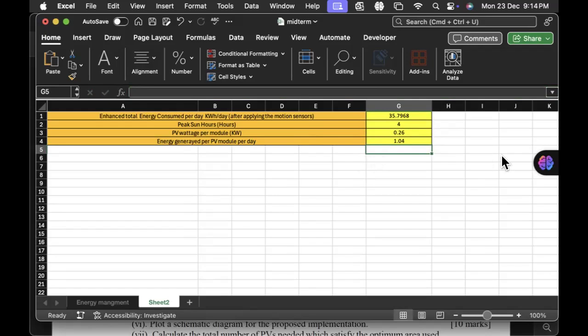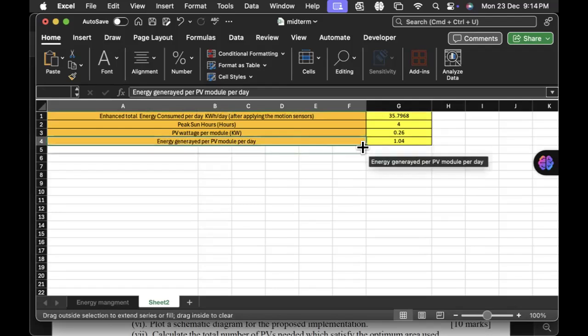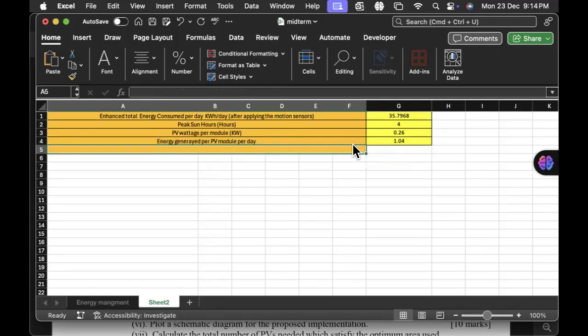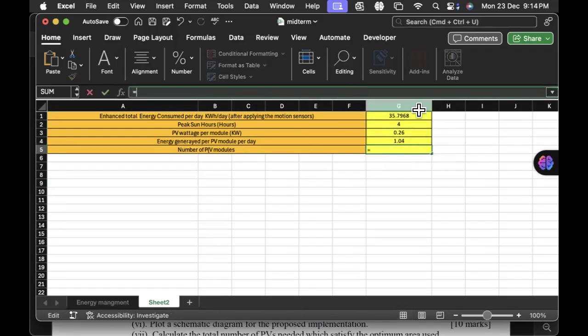So if a single PV module generates about 1 kilowatt hour per day, and you require 35.79 kilowatt hours per day as a load, you can simply calculate the number of modules here. You can calculate it simply as the division between this number and this number.